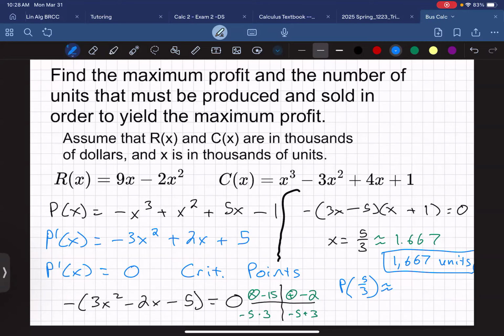Now, the exact answer if you plug in the 5/3 is 148 over 27, but we're not interested in that. We want to say that this is about 5.481, right? Because again, we're in thousands of dollars. So with that many units, the maximized profit would be $5,481. If you wanted cents, you could. You'll see this is a repeating decimal, but I think we're good here.